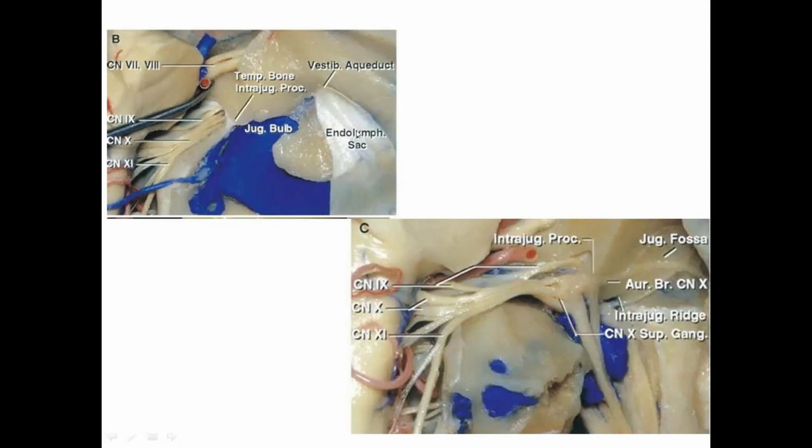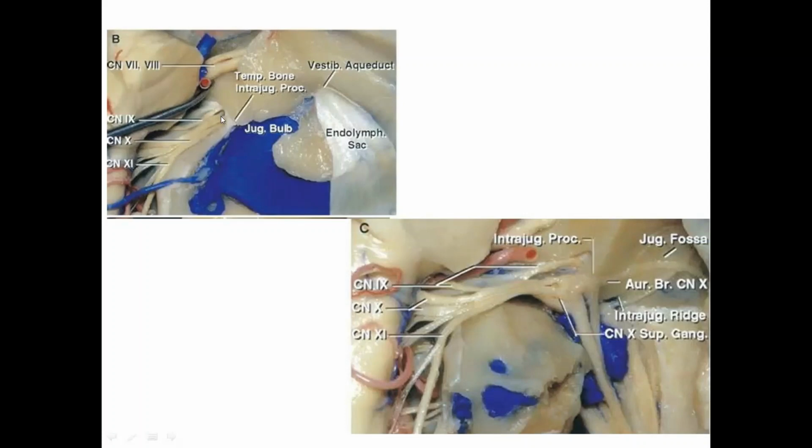We were initially talking about the endolymphatic sac opening into the vestibular aqueduct and getting an entry into the vestibule. So here we can appreciate that opening, which is again located just above, superior laterally on the temporal bone. Then we can appreciate that this is the intrajugular process of the temporal bone. The three nerves can be appreciated here from anterior to posterior: cranial nerve 9, cranial nerve 10, and cranial nerve 11.